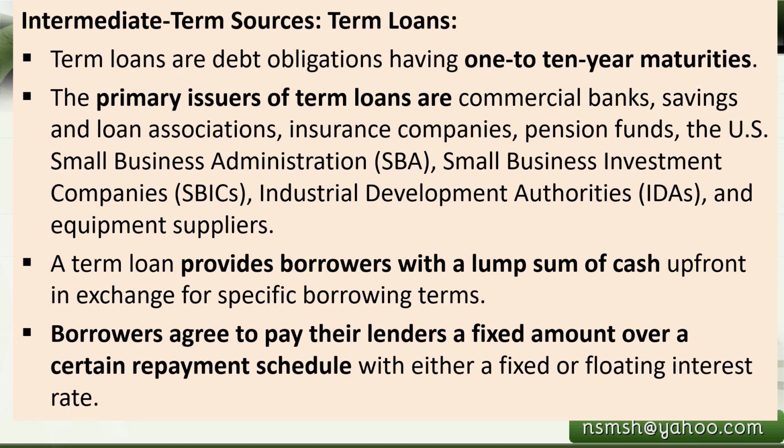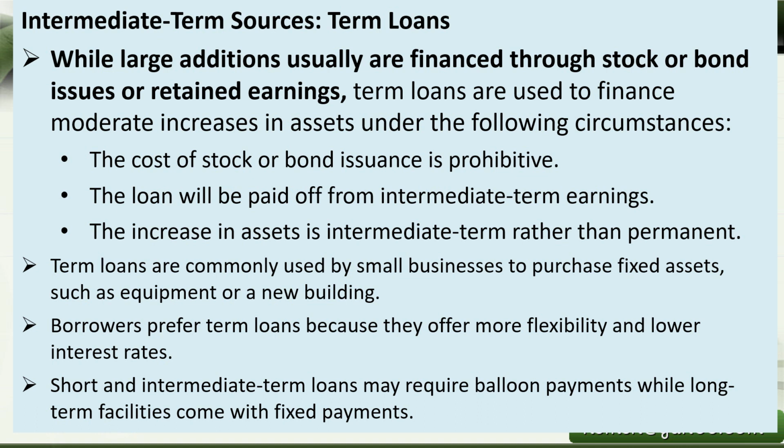The essential characteristics of a term loan are that it mainly comes from a bank, with a fixed repayment schedule, and the interest can be fixed or floating, so it is managed accordingly. While large additions are usually financed through stock or bond issues or retained earnings, term loans are used to finance moderate increases in assets under the following circumstances.